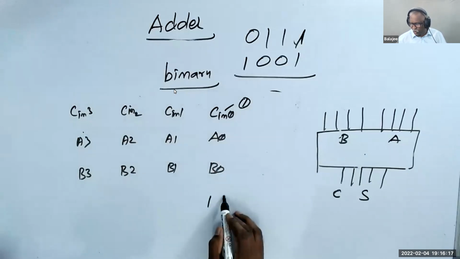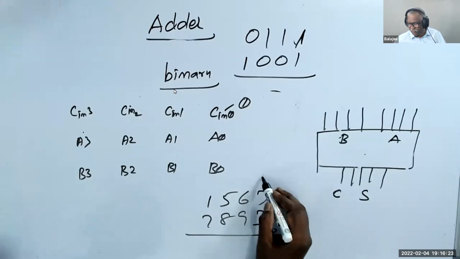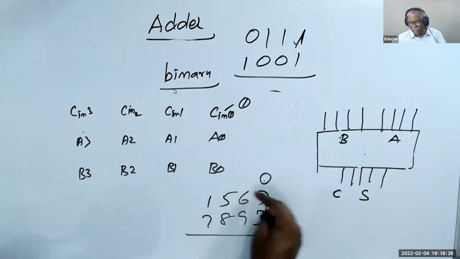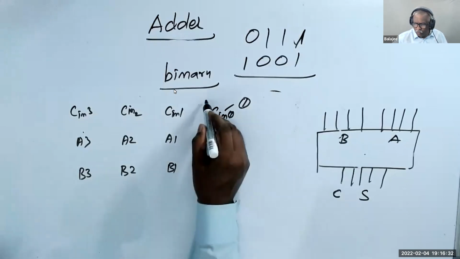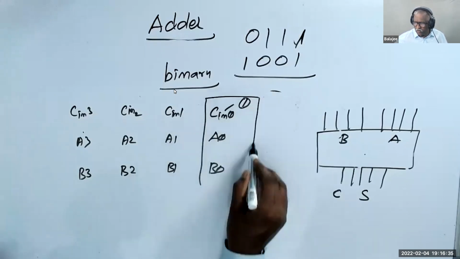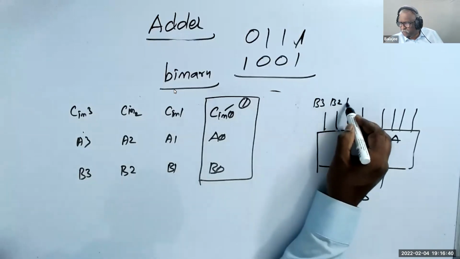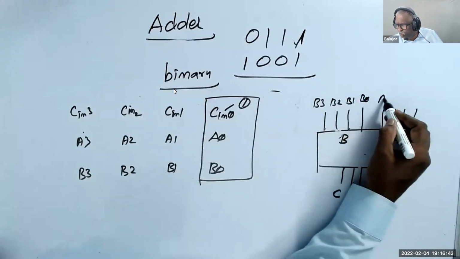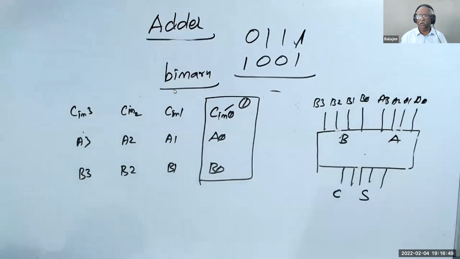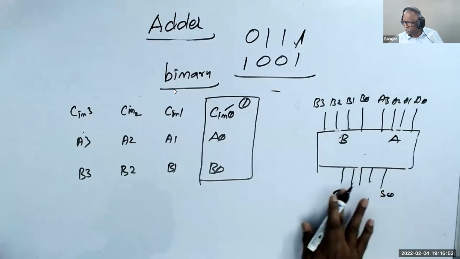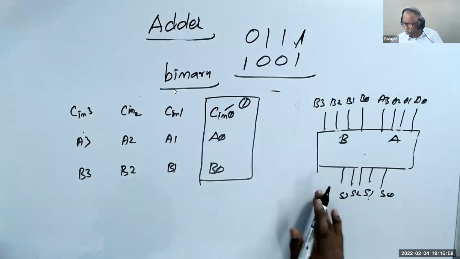Because when you add any digits, you add only 2 digits. You don't add the third digit. But we assume it's a 0 now, because I want to make everything generic. So you understand this. You make only one block now. I take only one block now. Okay. Now this is B3, B2, B1, and B0. And this is A3, A2, A1, A0. And this is S0, S1, S2, S3, sorry, and carry out, C out.